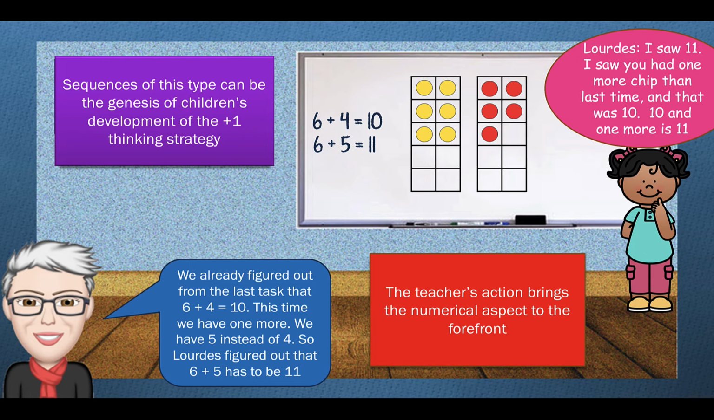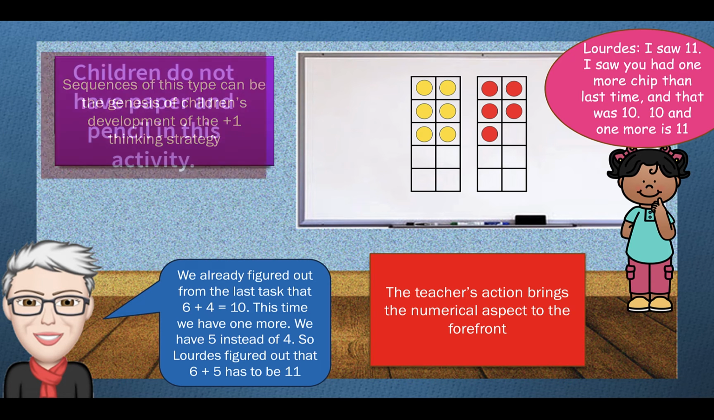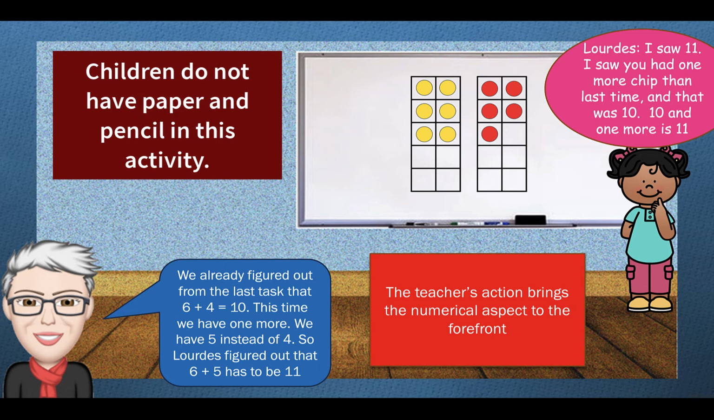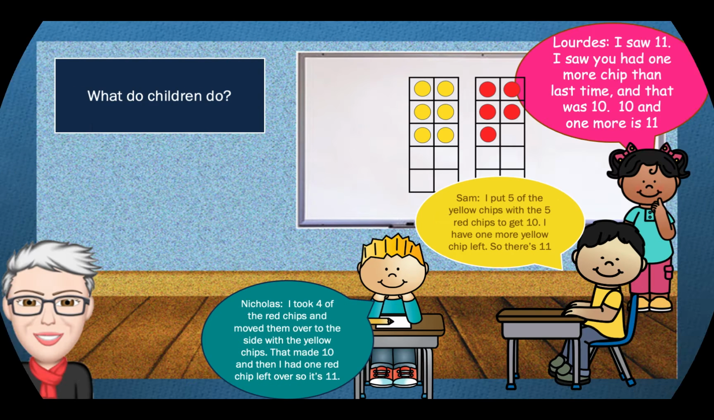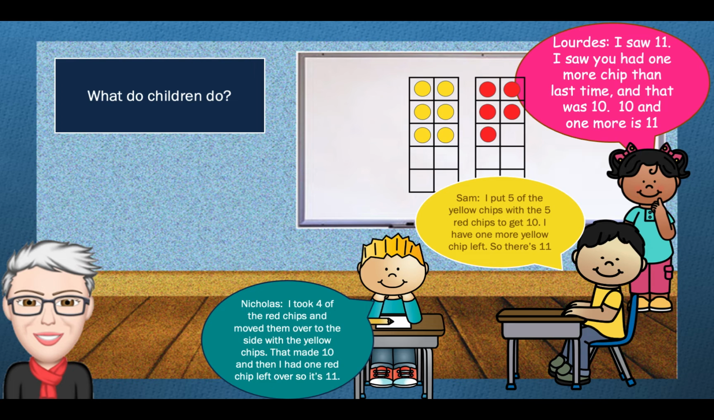But we caution teachers not to use numerical notation too early. We will say more about numerical notation later in this video. Further, we want to emphasize that in the double 10-frame flashing activity, children never have paper and pencil, so they will never write anything down themselves. Now let's take a look at some of the other solutions to this task.